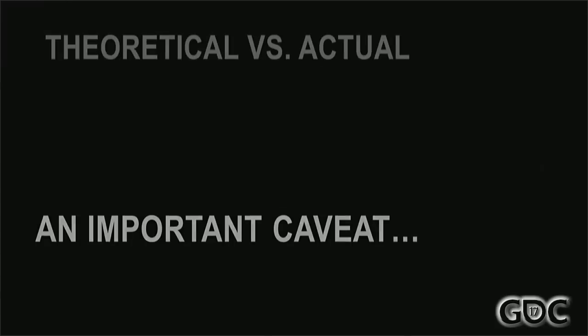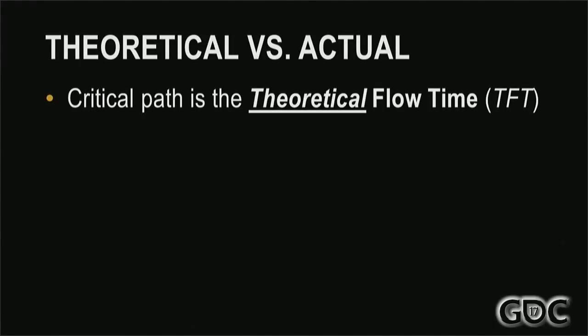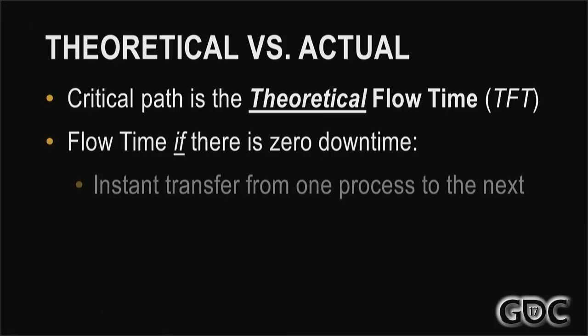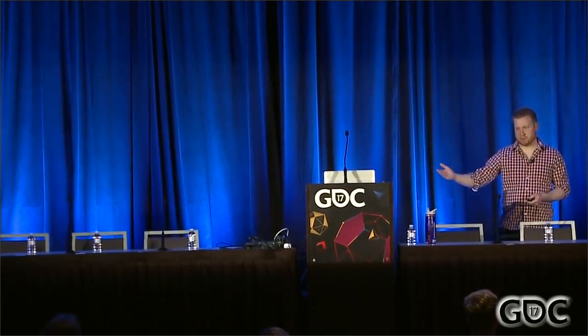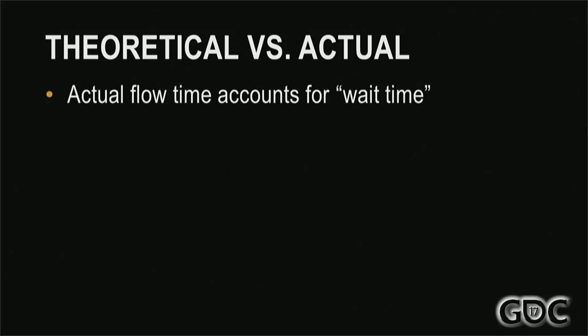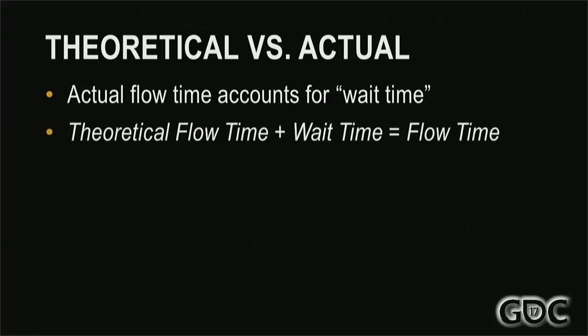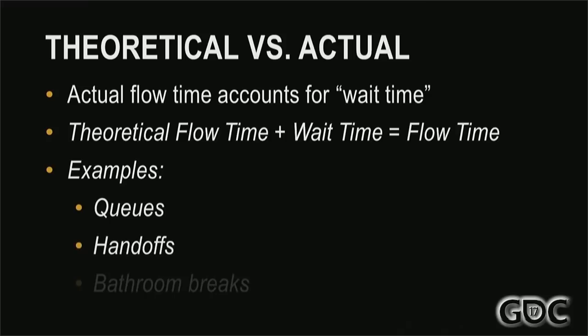Now, there is a caveat, there always is. If you add up all your critical activities like this, just in sequence to get your flow time, what you actually have is what's known as your theoretical flow time. It's your flow time if there is zero downtime. So the unit, maybe if it's a character model, never has to wait for anything. It just moves through in one continuous flow. In reality, that's not going to be the case. If you want to get at your actual flow time, you need to account for that wait time. Theoretical flow time plus wait time equals your actual flow time. So examples: queues, handoffs, bathroom breaks, anything that would stop an asset moving through the pipeline.